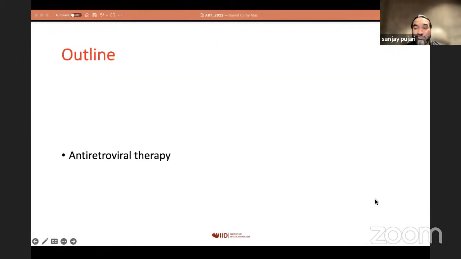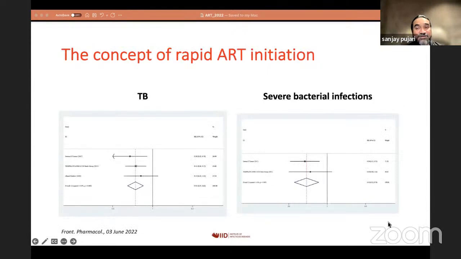Now let us come down to what is the current status as far as use of antiretroviral therapy amongst HIV infected individuals is concerned. And here we have this concept of rapid ART initiation, which is defined as ART initiation within 7 days of diagnosis of HIV infection. So very rapid ART initiation has to be done so that these patients can continue to be on ART, and there is no loss to follow-up, which happens if there is a gap given between diagnosis and treatment initiation.